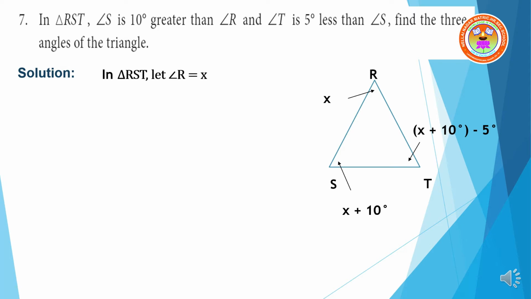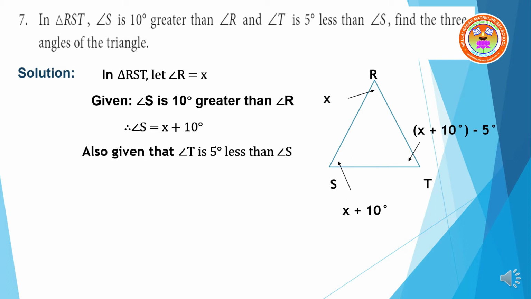Okay. Now, let us write what is given. In triangle RST, let angle R is equal to X. Given angle S is 10 degree greater than angle R. Therefore, angle S is equal to X plus 10 degree. Also, given that angle T is 5 degree less than angle S. So, angle T is equal to angle S minus 5 degree, that is equal to X plus 10 degree minus 5 degree.